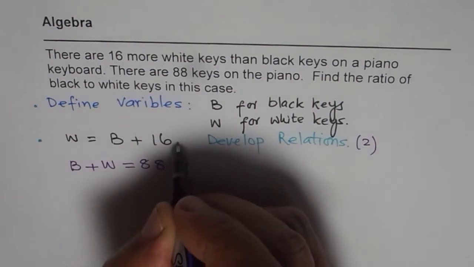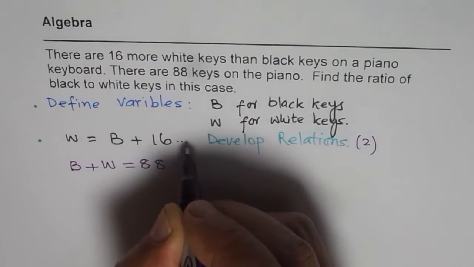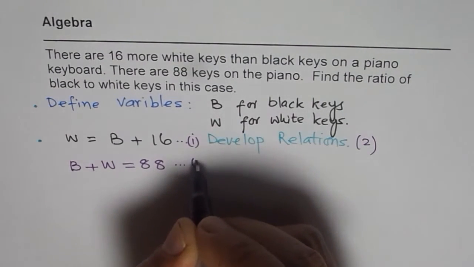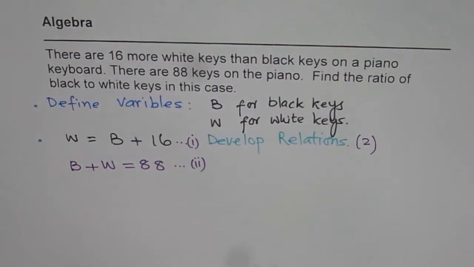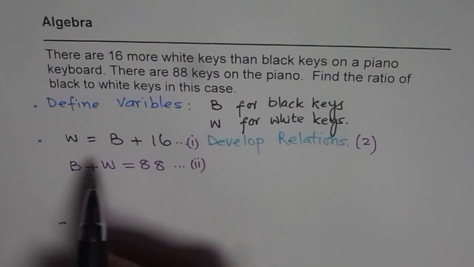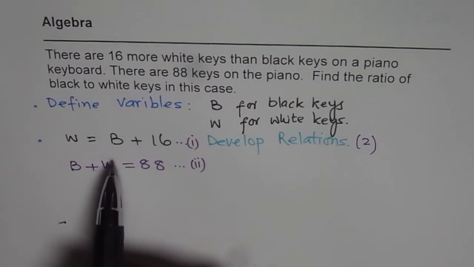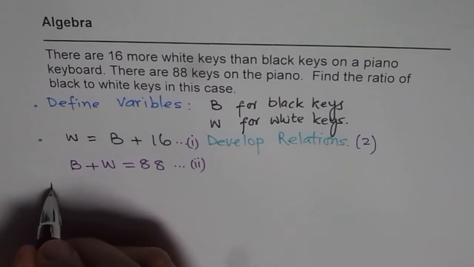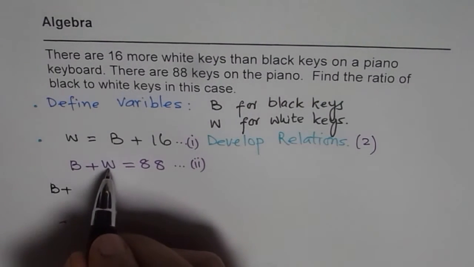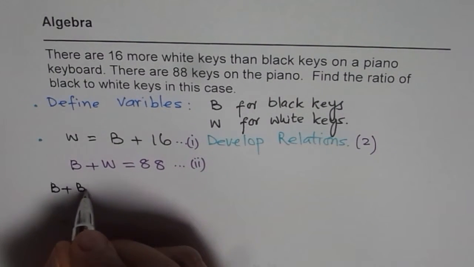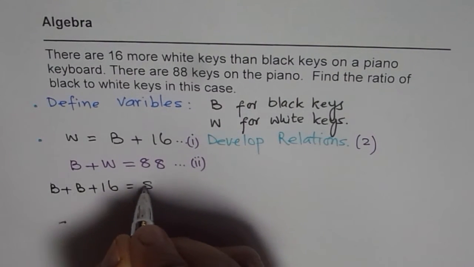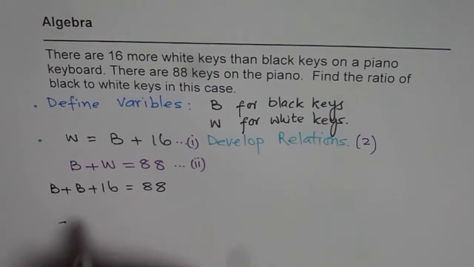So we get two equations. Let's number them 1 and 2. Now you can solve for both the variables. If there are two variables, you have to find two equations and then solve. In this, we can substitute W is B plus 16. So instead of W, I'll write B plus 16. We get B for this B, and for W, B plus 16. So we have B plus B plus 16 equals 88, and now we can solve.